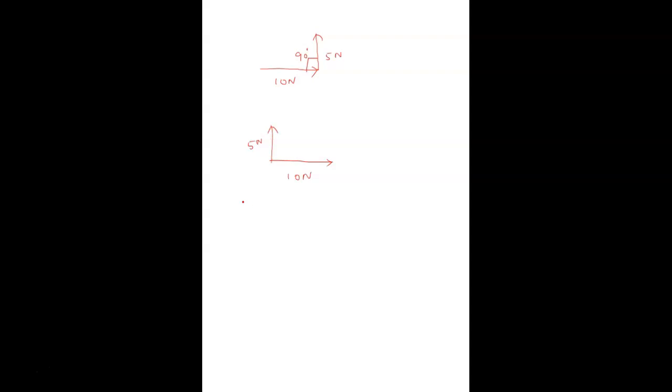So do you think the magnitude of the resultant will be changed? No, it will be the same value, 11.2 Newton. So how will you find the magnitude? Same, square root of a squared plus b squared, you do the same. Okay, what about the direction? The direction is also the same.